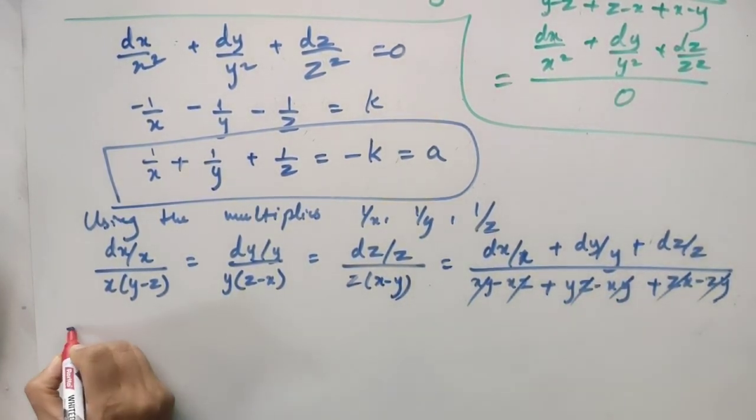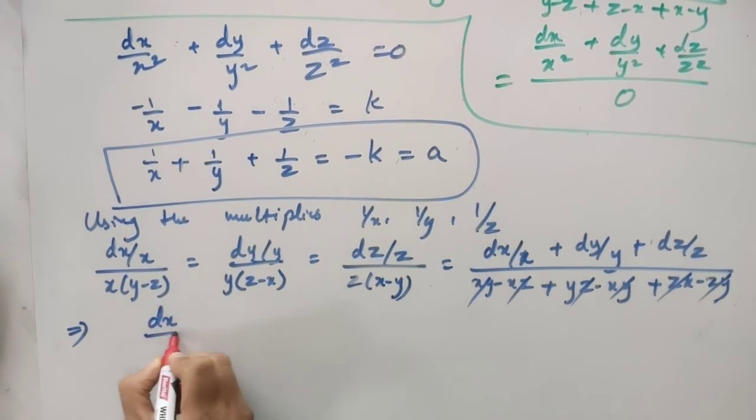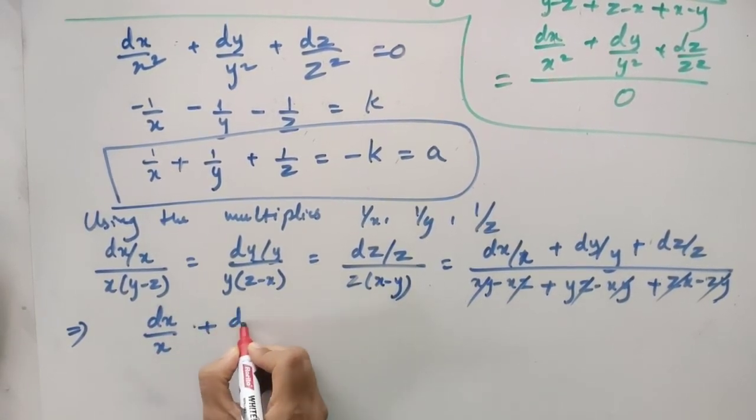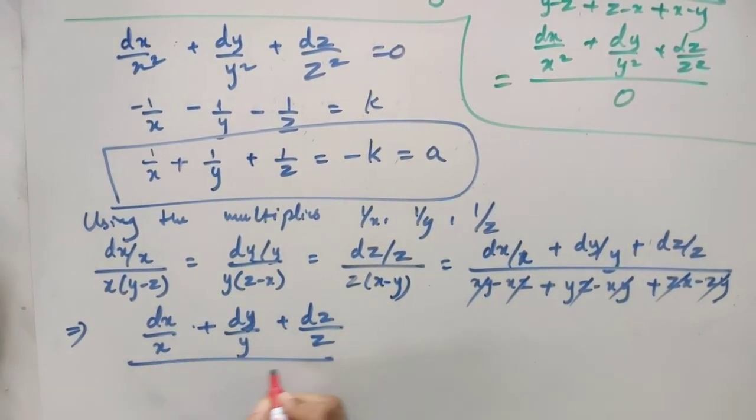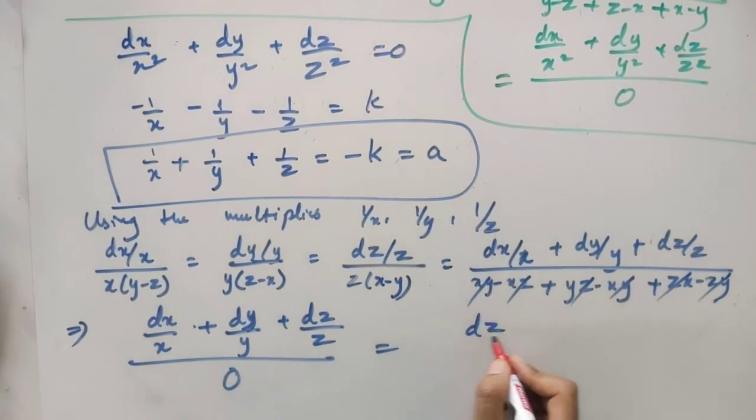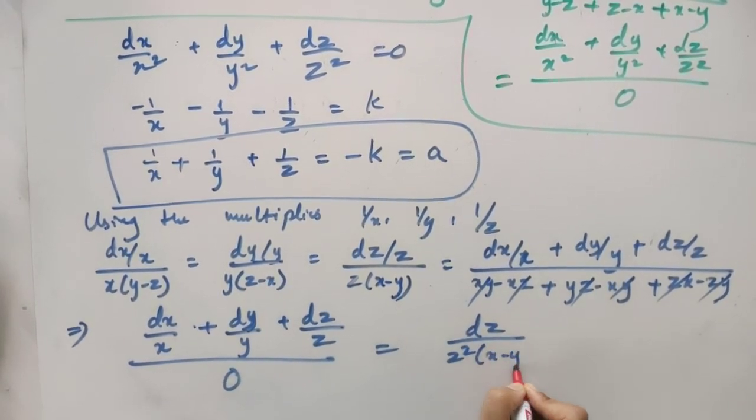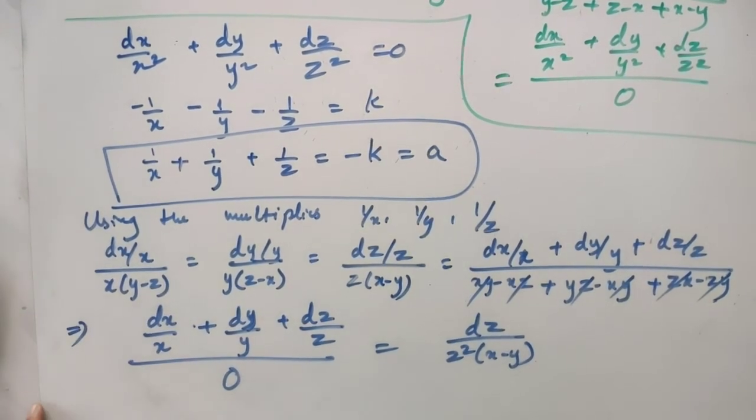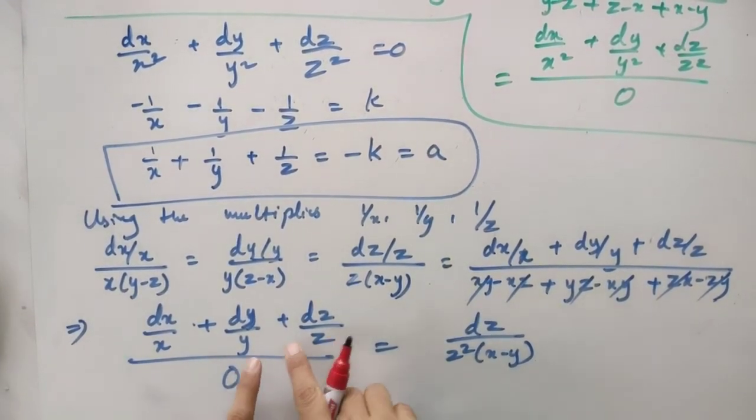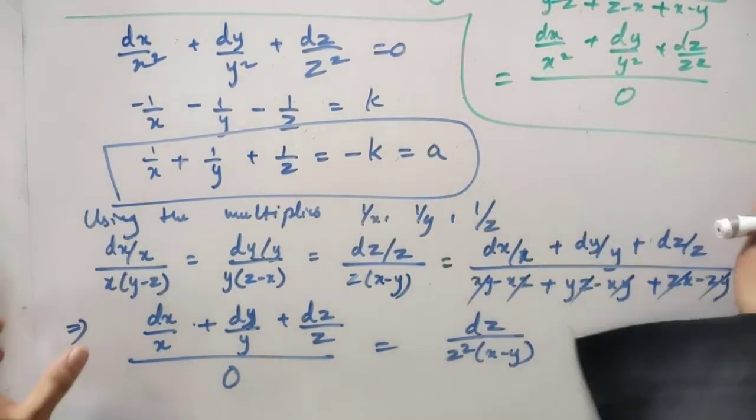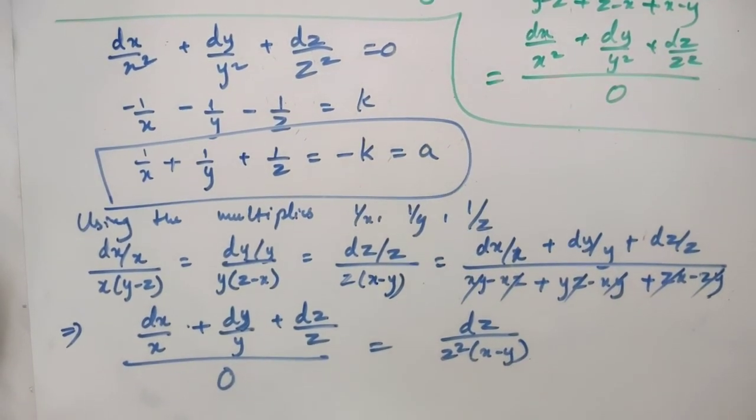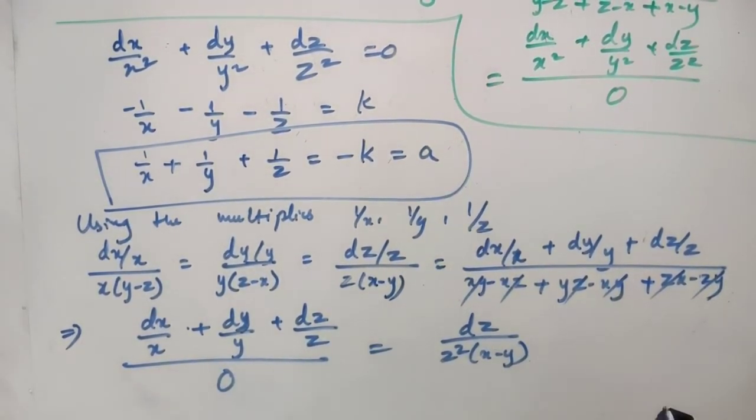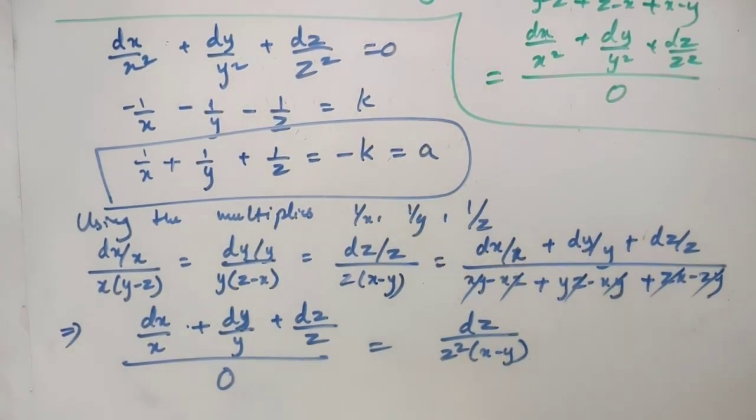So it is as good as saying dx by x plus dy by y plus dz by z whole divided by 0 is equal to any of them you can consider. If you consider it, that will be again 0 only. So here also you can directly equate it to 0 and directly integrate it, whenever the denominator is turning 0. If it is not turning 0, you need to equate to one of the fractions and simplify. I have shown you in a previous example how to equate to the fractions and simplify it.